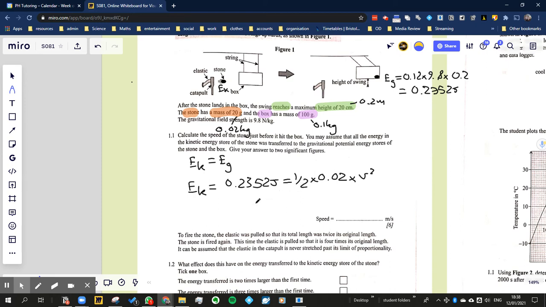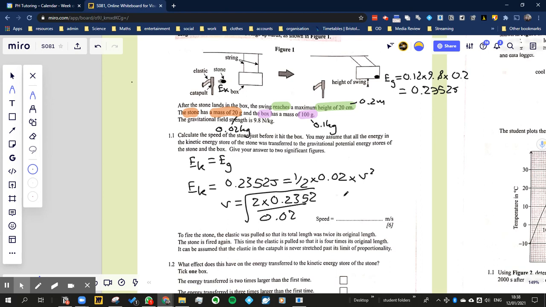So we can now find the velocity. Let's say the velocity squared is equal to 2 times 0.2352. Then we would divide it by 0.02. That would be the velocity squared. So then if we square root both sides, then that would give us our velocity. Okay? And that's the answer to the question.